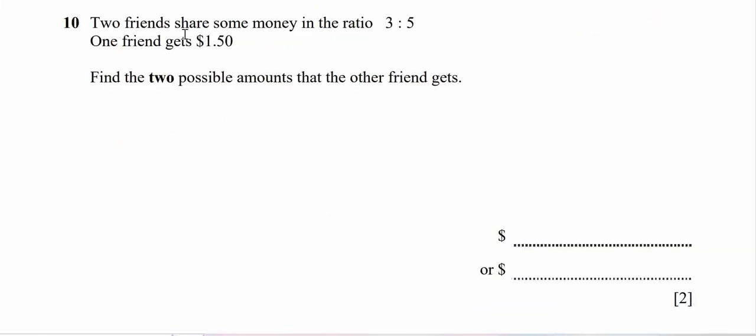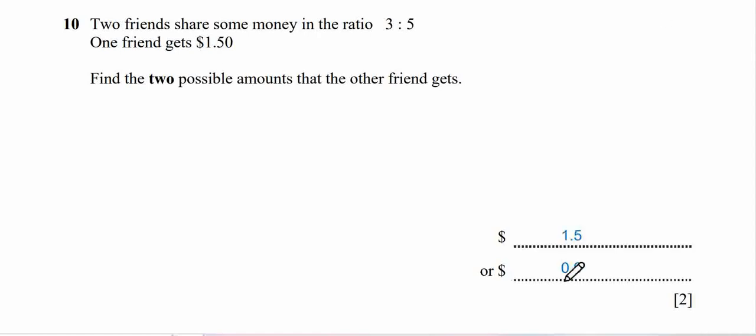Two friends share some money in the ratio of 3 to 5. One friend gets $1.5. Find two possible amounts that the other friend gets, 10 seconds from now. 10, 9, 8, 7, 6, 5, 4, 3, 2, 1. So let's reveal the answer. If you have not finished, you may pause this video. Well, the answer is $2.5 and $0.9.